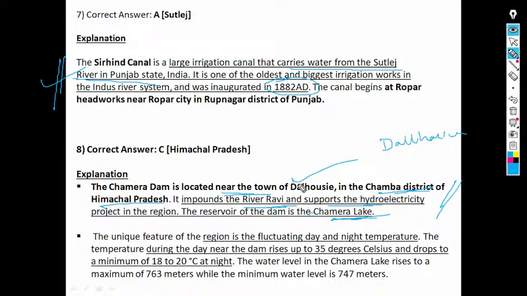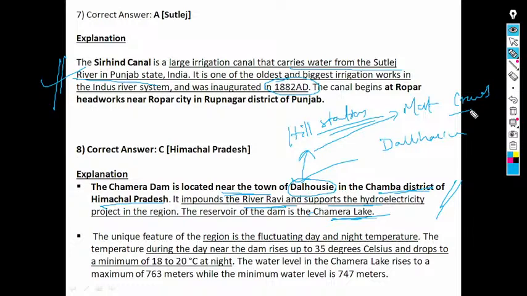Dalhousie is one of the famous hill stations. It was built in British time, a British colony hill station. This is one of the Himalayan hill stations, very beautiful and one of the most crowded in Himachal.